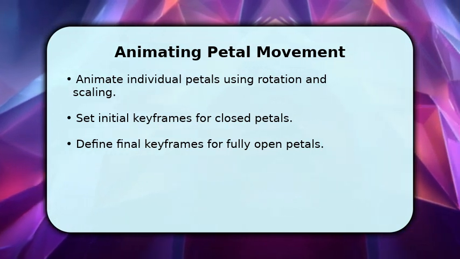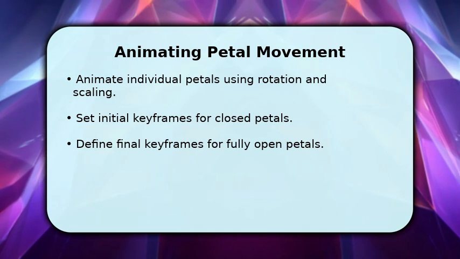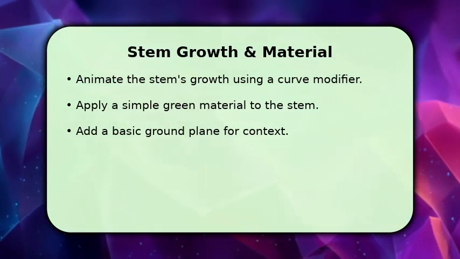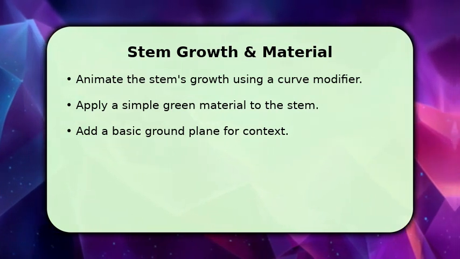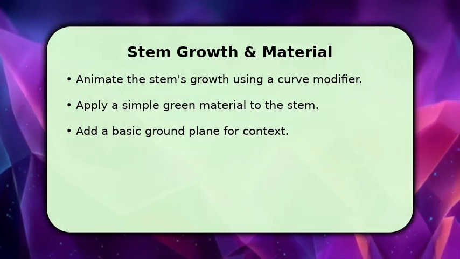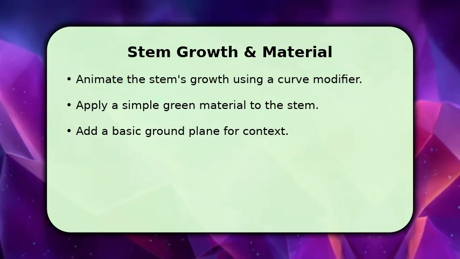Remember to use smooth interpolation, like Bezier, for a natural movement. Next, we'll add a growing stem. Create a curve and use a curve modifier on your stem object to animate its growth from the ground. Keyframe the influence of the modifier to control the speed of growth.